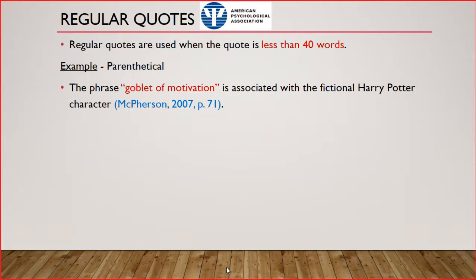For example, if I delete the ones in blue, Macpherson 2007 and P71, we delete everything, you will find that the phrase goblet of motivation is associated with the fictional Harry Potter character. Full stop. That is a complete sentence. So the citation referring to Macpherson 2007 is separate. This is called parenthetical.